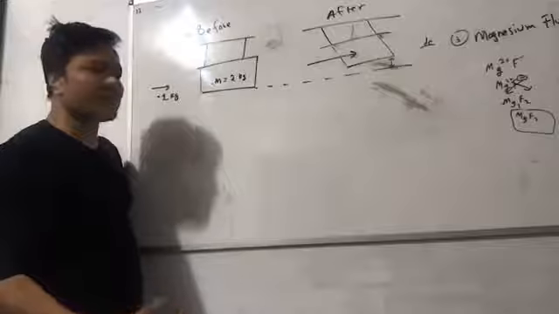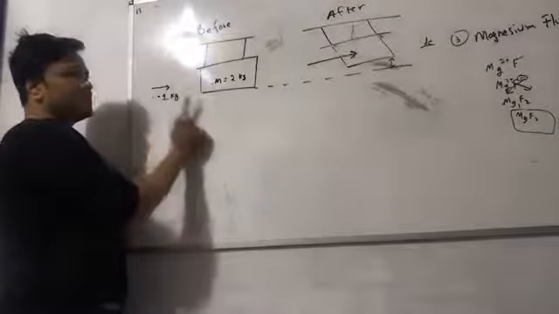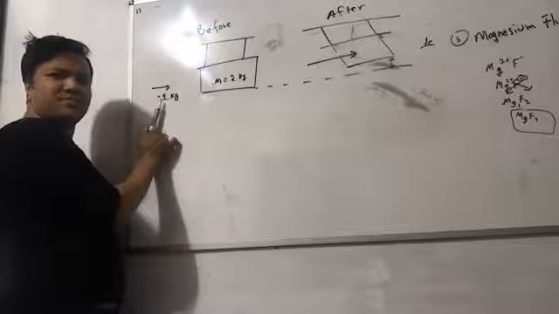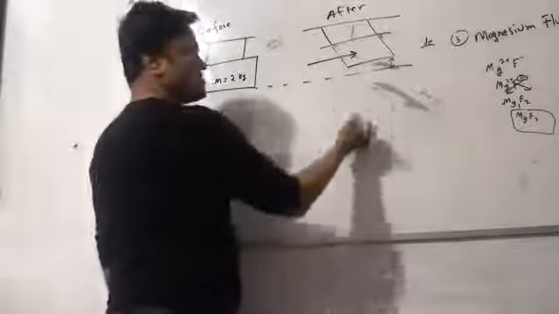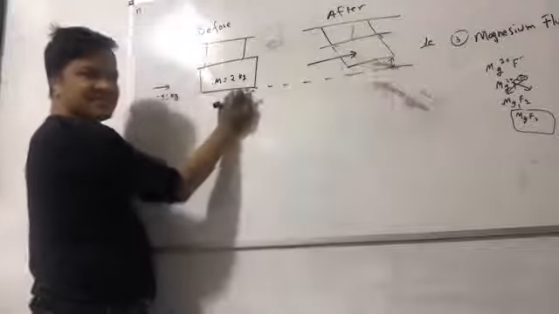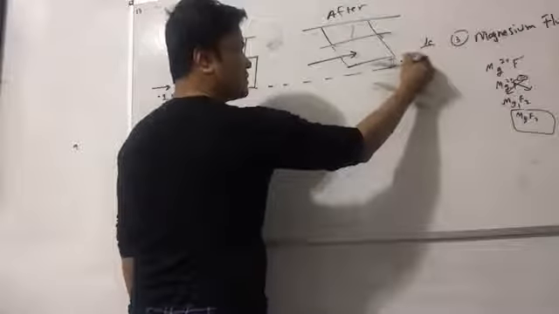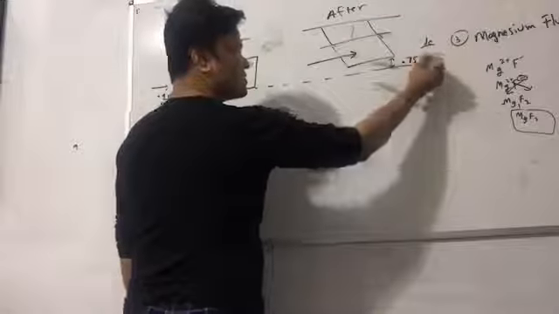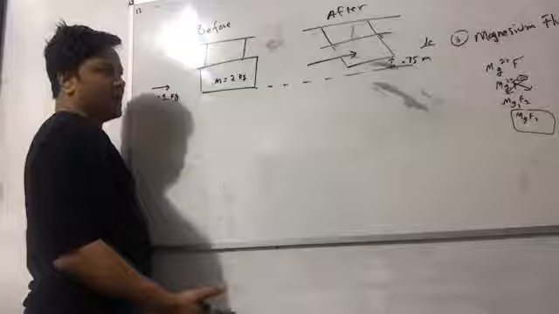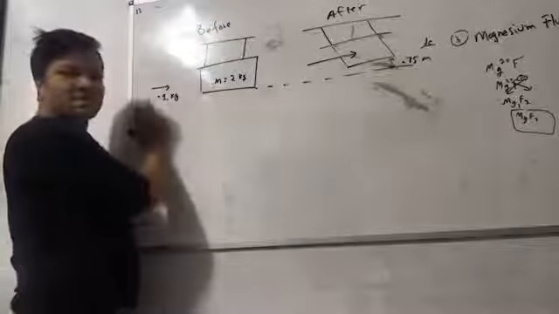When they're together, their mass should be 2 plus 0.1. And this height is 0, and this height is say 0.75 meters. Now we can quite easily find the velocity of the bullet.